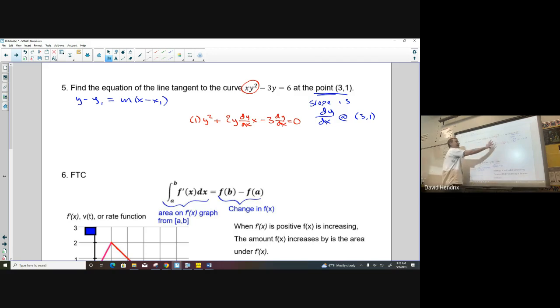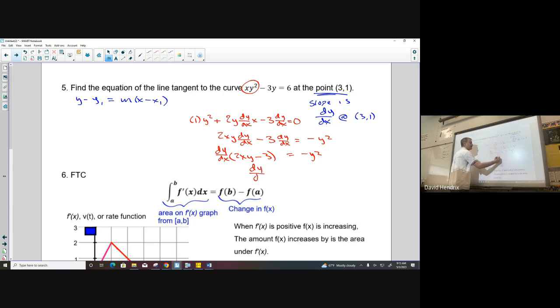And so now we've got to solve for dy/dx. That means I'm going to leave everything with dy/dx on one side of the equation. I'm going to take everything that does not have a dy/dx and move it to the other. So I'm going to subtract my y squared, and I'm going to have this 2xy dy/dx. I gathered the terms here a little bit, did a little simplifying, and then it equals negative y squared. Then I'm going to factor out this dy/dx, and I end up with dy/dx equals negative y squared over 2xy minus 3.